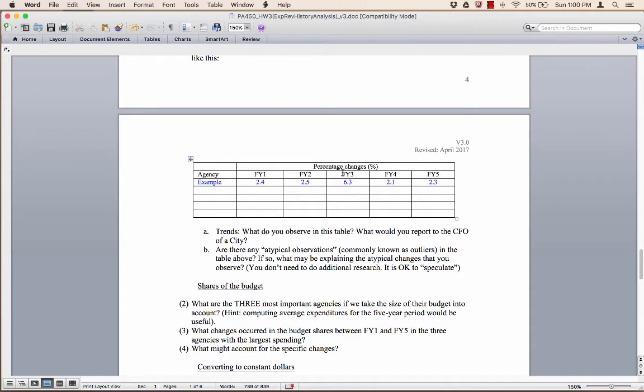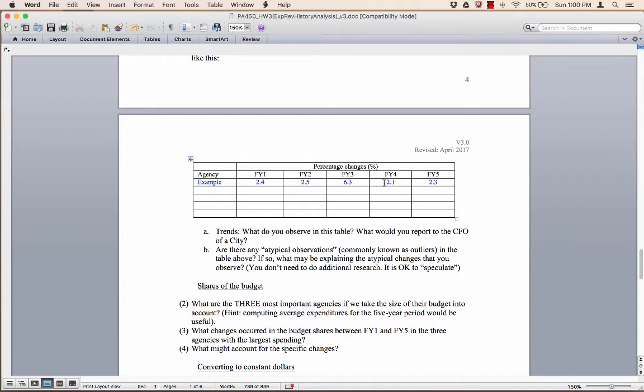Imagine that you are reporting something about a line item on wages. So if instead of example you write wages here, this 6.3 would tell you that from fiscal year 2 to fiscal year 3, there was an increase of 6.3% in wages. But in the other years, there was only a 2.5 increase from one fiscal year to the other. So if you think that that's an atypical change, that could be considered an outlier.